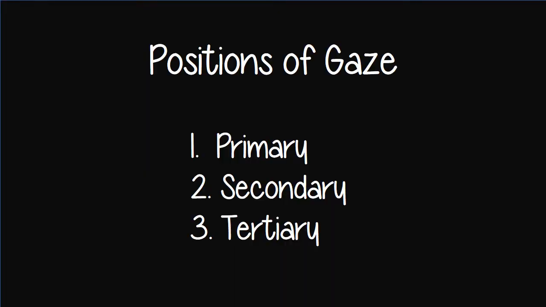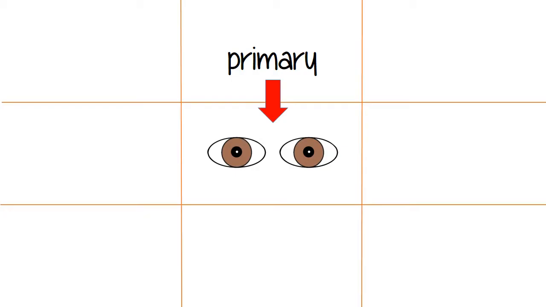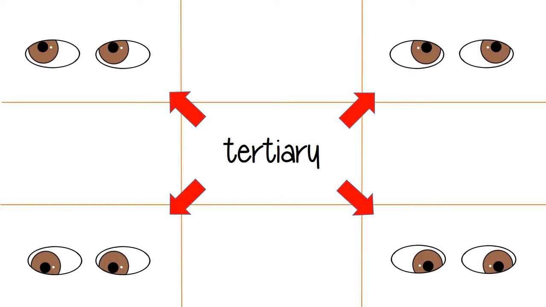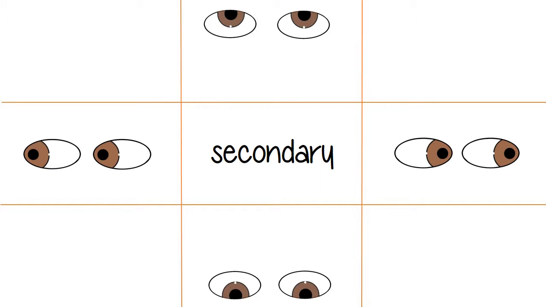Positions of gaze. This is important to know when you're testing the eye muscles or when you're being tested on the eye muscles. There's one primary position of gaze with both eyes fixated straight ahead. There are 4 secondary positions of gaze, the horizontal and vertical positions: up, down, left, and right, and 4 tertiary positions of gaze: up and to the right, up and to the left, down and to the right, and down and to the left. And these positions have names attached.